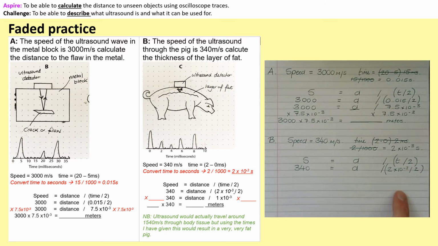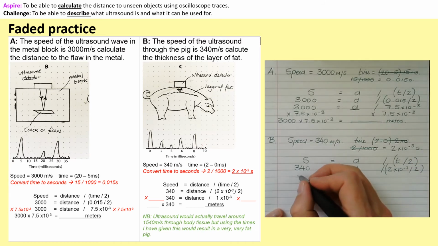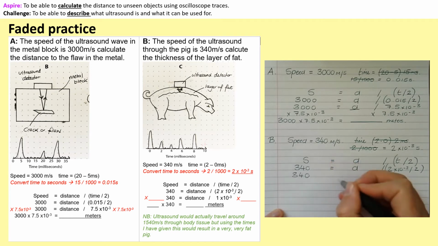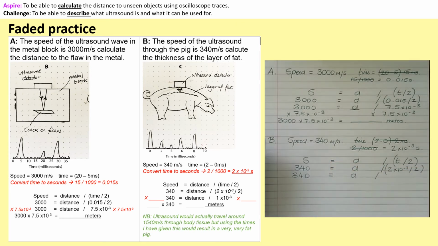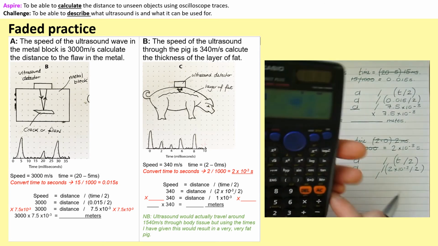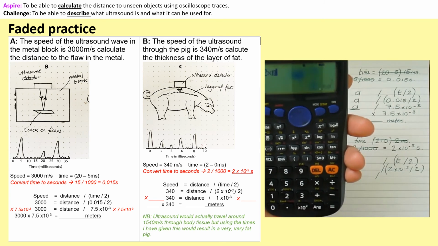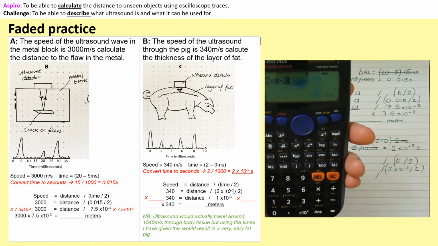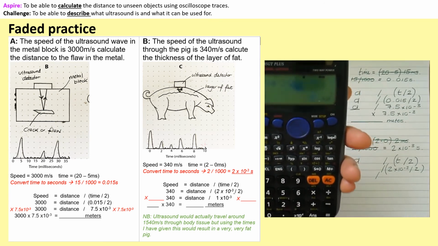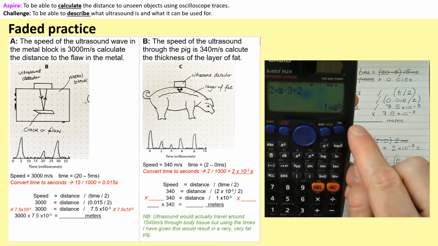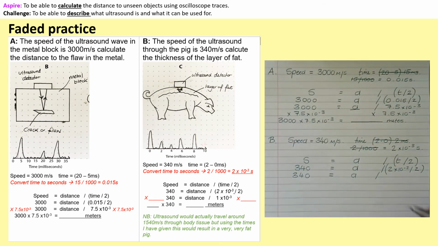Okay, let's simplify it down. So 340 equals distance divided by, and then let's do this, 2, just in case we were unsure, times 10 to the minus 3 divided by 2 equals 1 times 10 to the minus 3. Check it. Yep, that's what we've got on there. 1 times 10 to the minus 3.